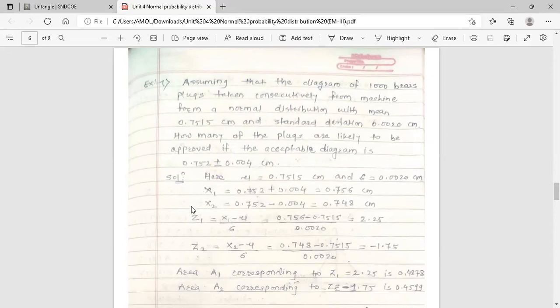Now from x1 and x2, you find z1 and z2. You convert x1, x2 in terms of z1, z2. So z1 is (x1 minus mu) upon sigma and z2 is (x2 minus mu) upon sigma. Here you put the values of x1, mu and sigma, x2, mu and sigma. Simplify and calculate. z1 is 2.25 and z2 is minus 1.75.